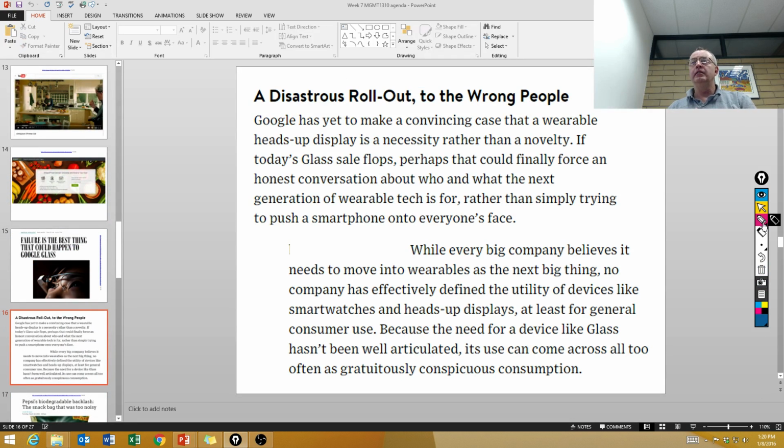Why? Because people didn't want them. Google has yet to make a convincing case that a wearable heads-up display is a necessity rather than a novelty. People understand that one of the next phases in the high-tech industry is wearable computers. So every big company believes it needs to move into wearables as the next big thing. No company has effectively defined the utility of devices like smartwatches and heads-up displays for general consumer use.